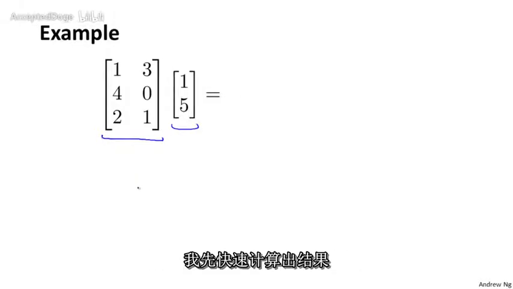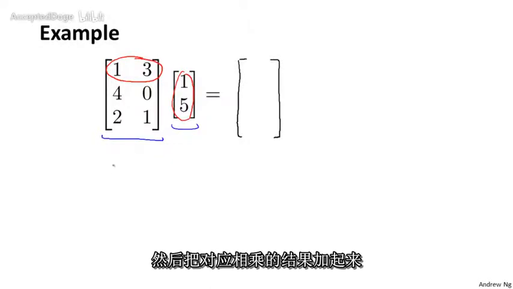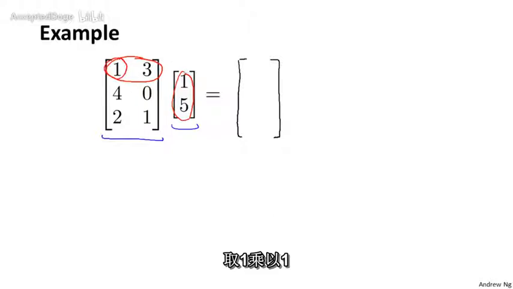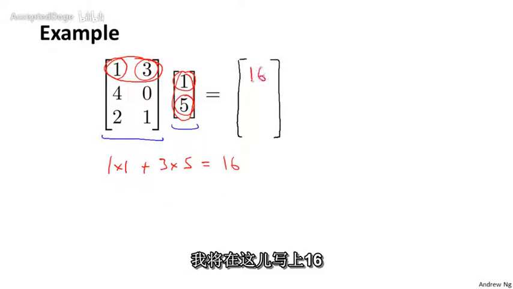What's the result? Let me just work through this example, and then we will step back and look at what the steps were. It turns out the result of this multiplication process is going to be itself a vector. To get the first element of this vector, I'm going to take these two numbers and multiply them with the first row of the matrix and add up the corresponding numbers. I'm going to take 1 multiplied by 1, and take 3 and multiply by 5. That's 1 plus 15, so that gives me 16. I'm going to write 16 here.